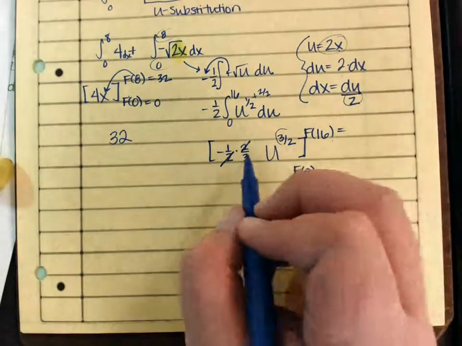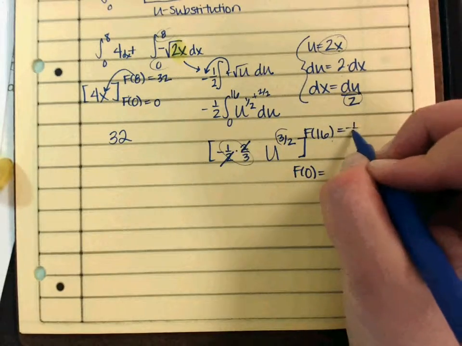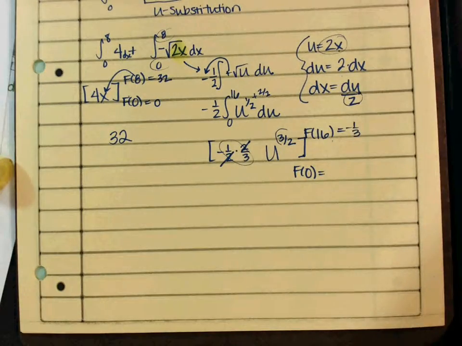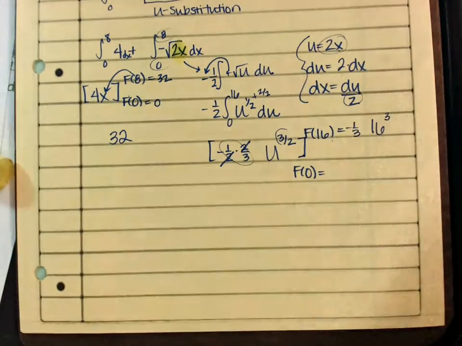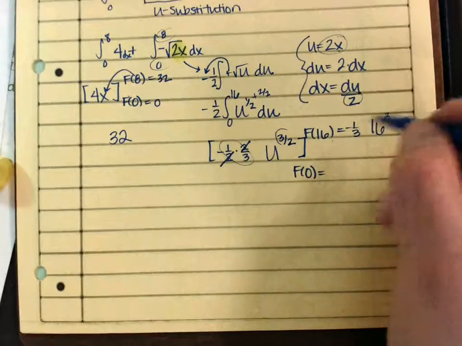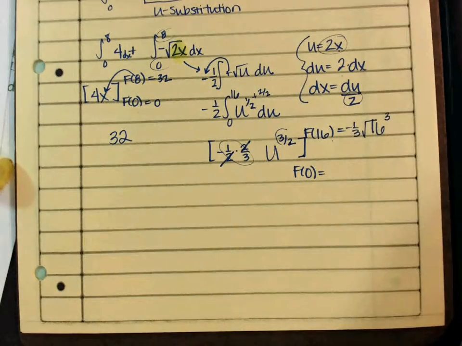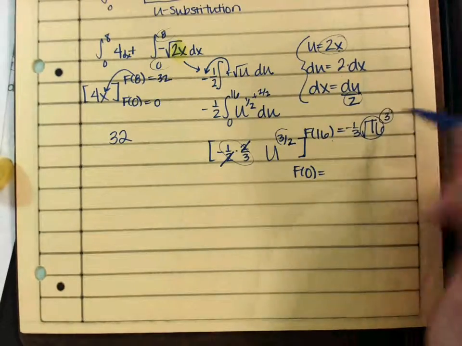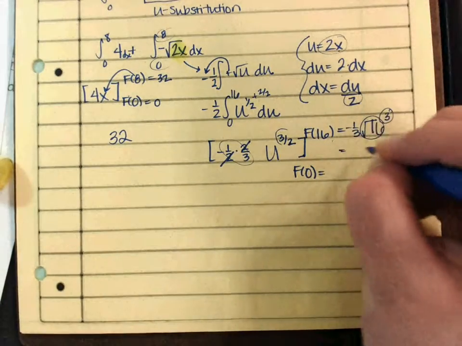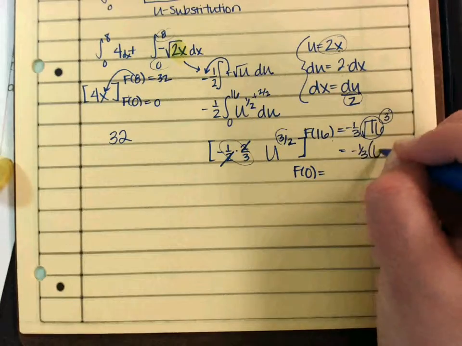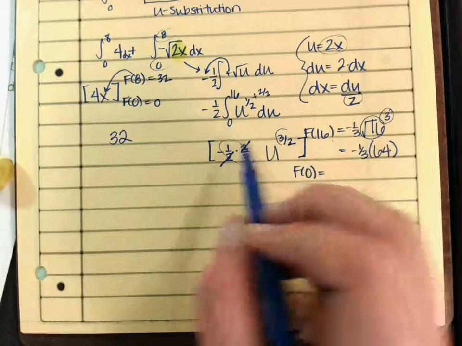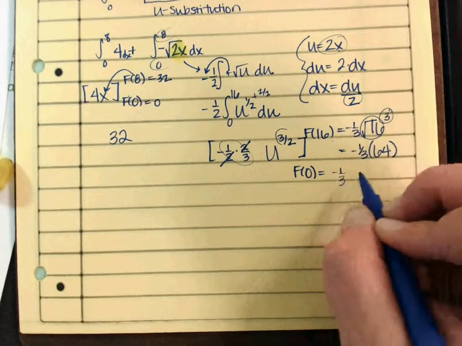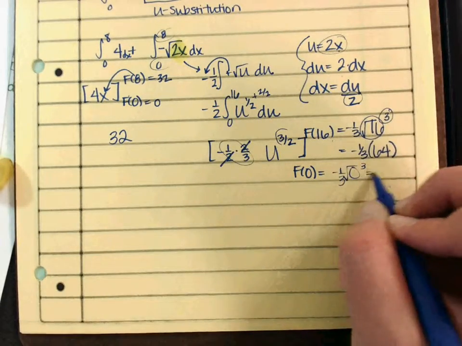Let's do 16 first. So I have a negative 1/3 here in the front. And then I have 16 is going to be raised to the power of 3 over 2. But then the divided by 2 is actually a root. And remember, when you go in order, you're going to do the root first. So the root of 16 is 4. 4 cubed comes out to be 64. Then when I plug in 0, negative 1/3 times 0 to the 3/2 power is going to be 0.